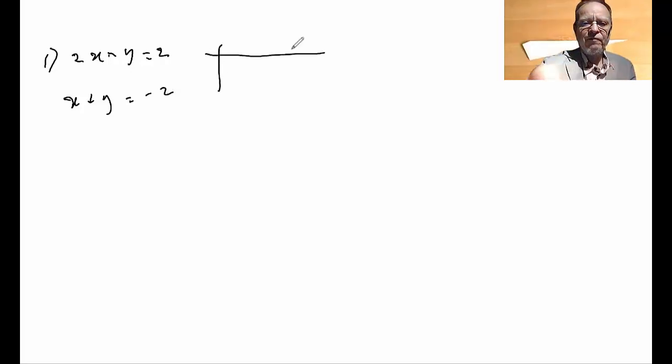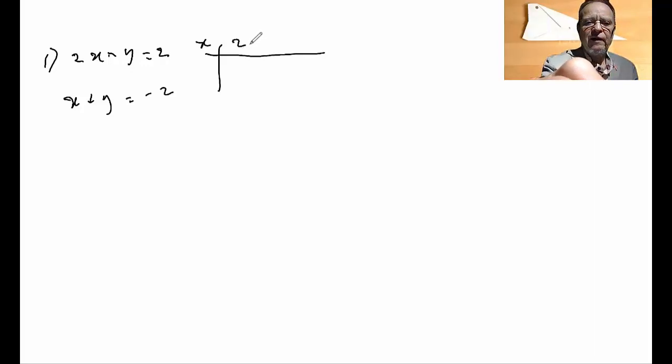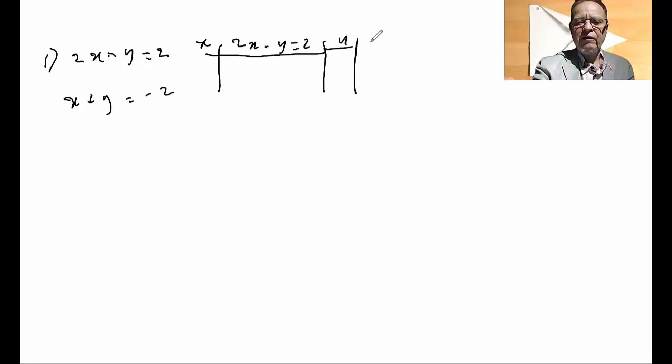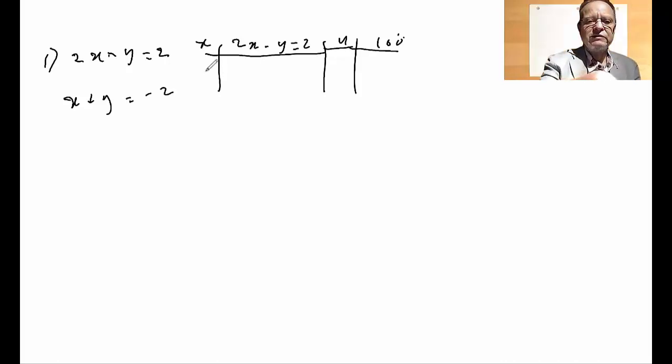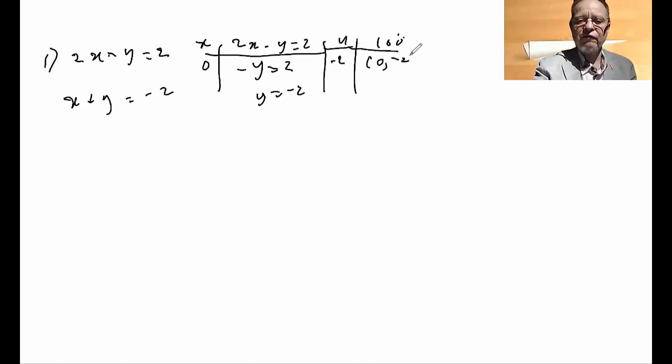So we have x, our equation, 2x minus y equals 2, and then y, and then we would write our coordinate. So let's say x is equal to 0. That means negative y is equal to 2, and that means y is equal to negative 2. So here we have negative 2, so our coordinate is 0, negative 2.